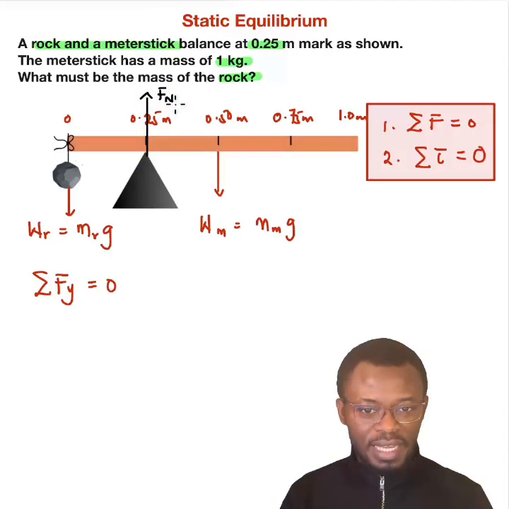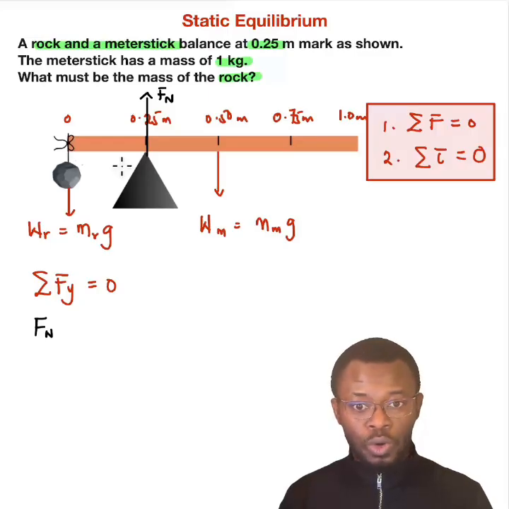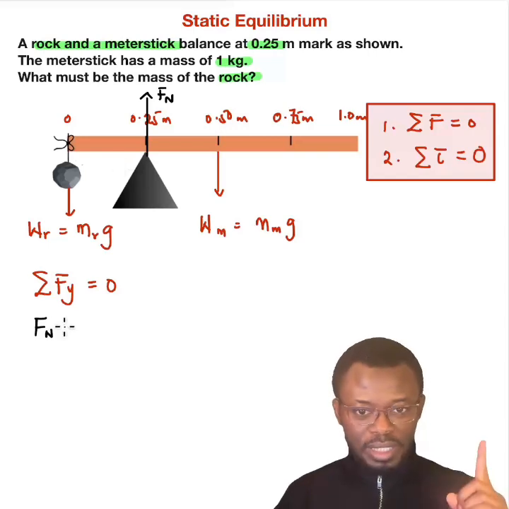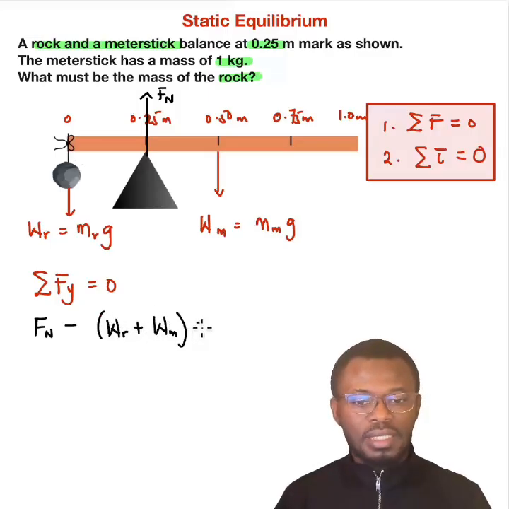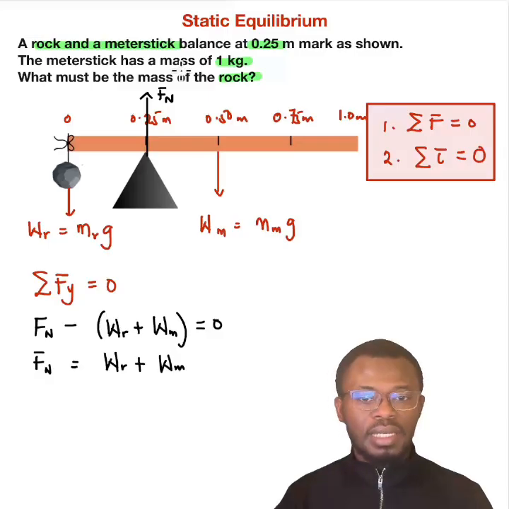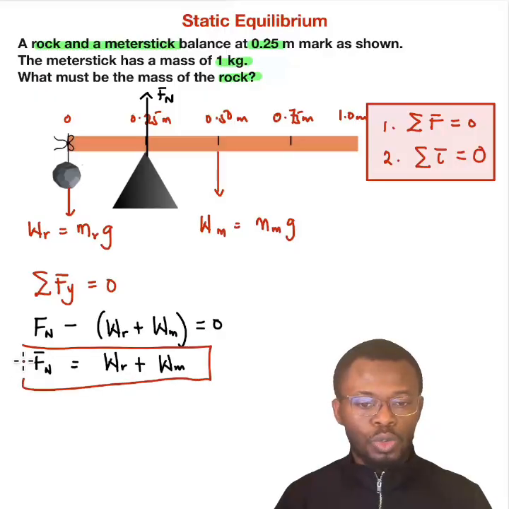So let's call it Fn. If we apply Newton's second law, we have Fn, the normal force supporting the weight of the rock as well as the weight of the meter stick through its center of mass, positive upwards, and then downwards we have minus the weight of the rock plus the weight of the meter stick, and that is equal to 0. So we can see that the normal force is equal to the weight of the rock plus the weight of the meter stick. This condition tells us that the normal force is just equal to the total weight of the rock and the meter stick combined.